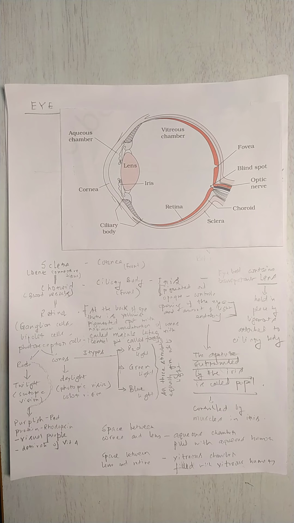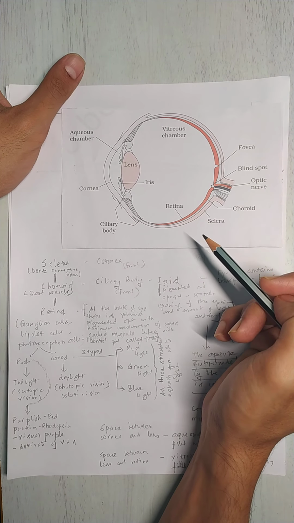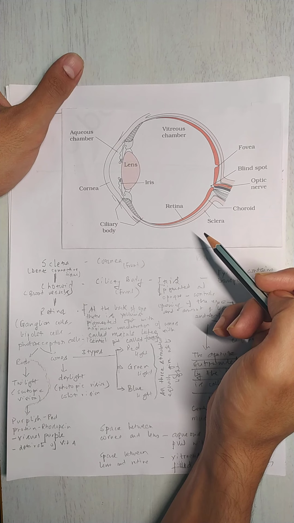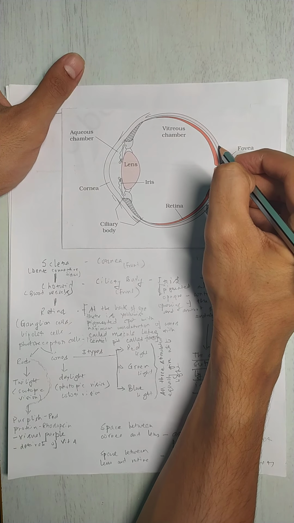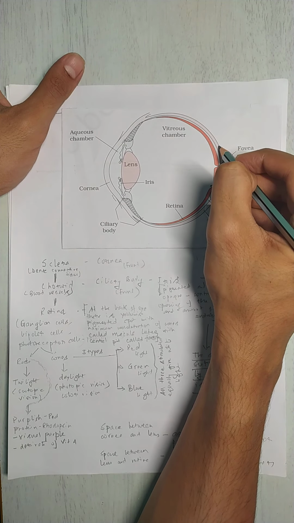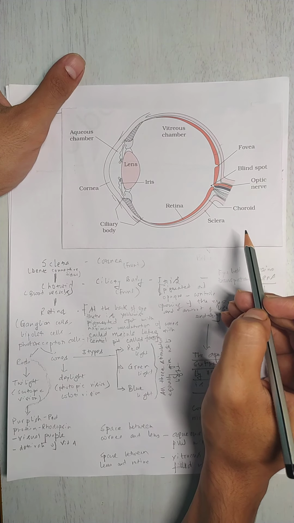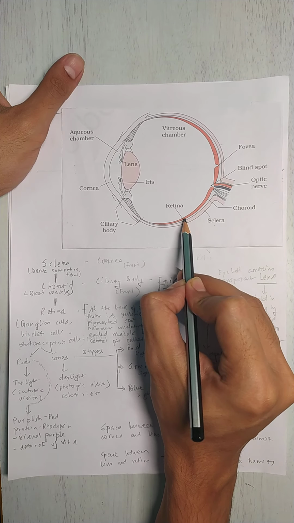Okay, so this is the structure of an eye. This is the transverse section of an eye that you see over here. And first, let's begin with what are the different layers in the eye. So the outermost layer is called the sclera, the layer next to it is called the choroid, and the layer next to the choroid is called the retina. So you can see it marked over here. This is the sclera, then the choroid, and then the retina.